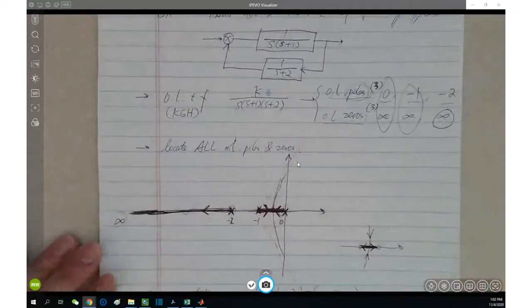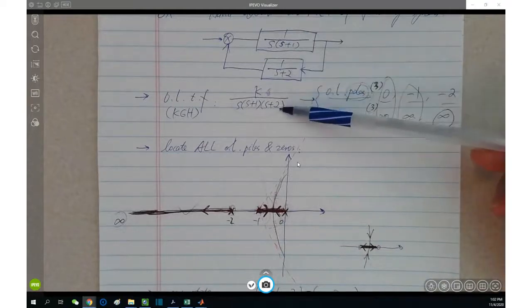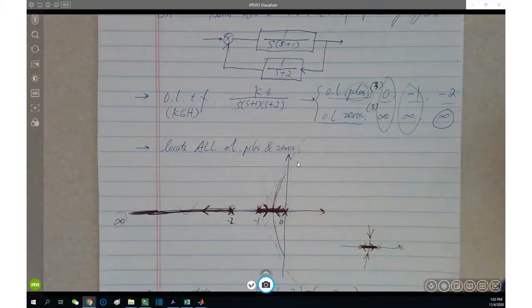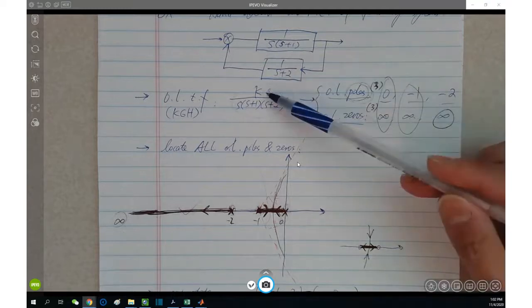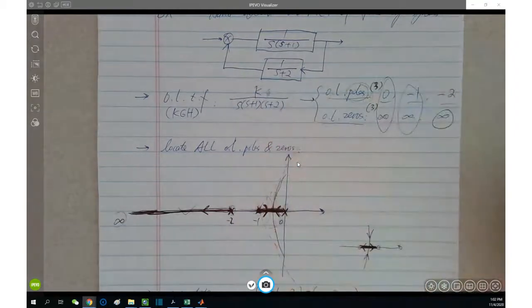So the system block diagram is given like this, and from it we can tell the open loop transfer function, KGH. And remember to use the open loop transfer function to plot the Root Locus for both the MATLAB program and hand sketching, okay, for both. And remember, always use the open loop transfer function.